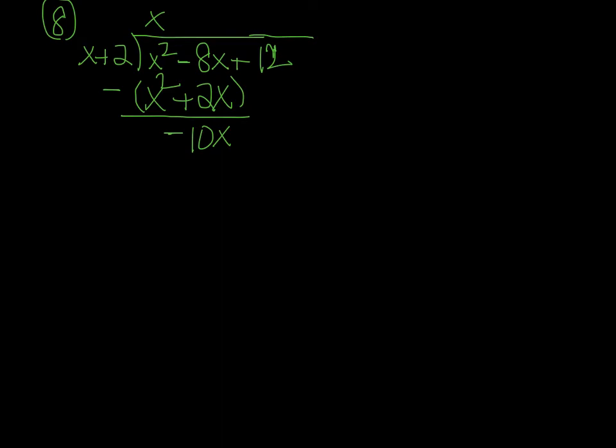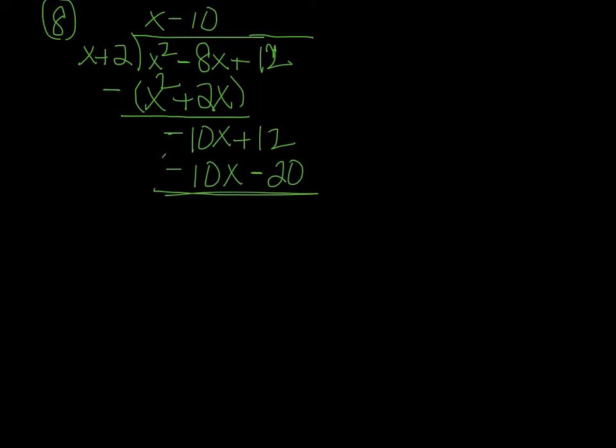If you change all the signs, you'll get negative 10x. If you distribute the negative through, you'll get negative 10x. And then we drop down that plus 12. And then we repeat it again. So we say, what do I multiply x by to get to negative 10x? And that would be negative 10. So I multiply that by the x all the way in front, and that's going to give me negative 10x. And I multiply that negative 10 by the positive 2, and I get negative 20.